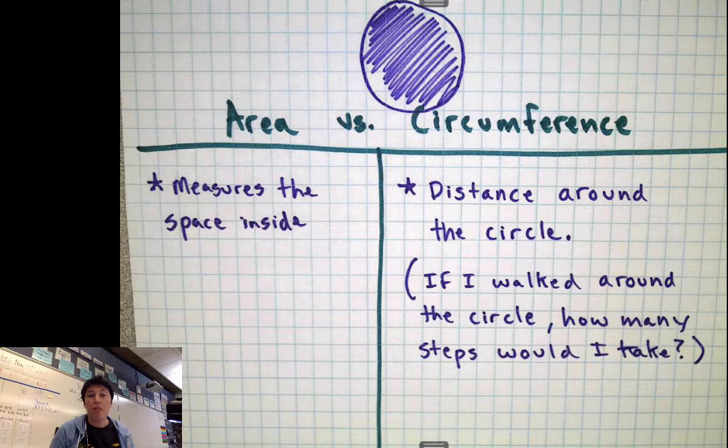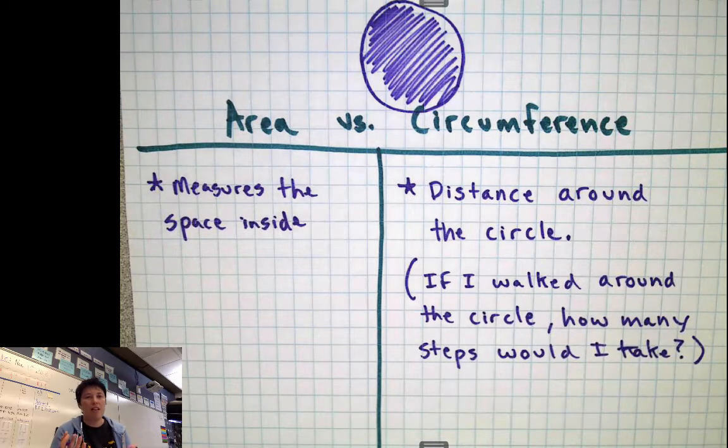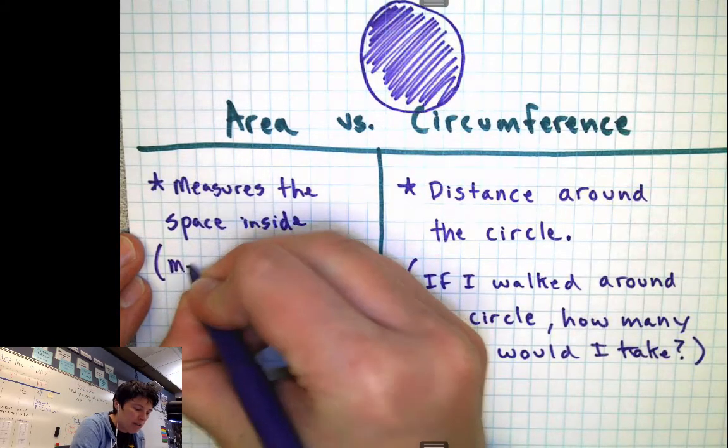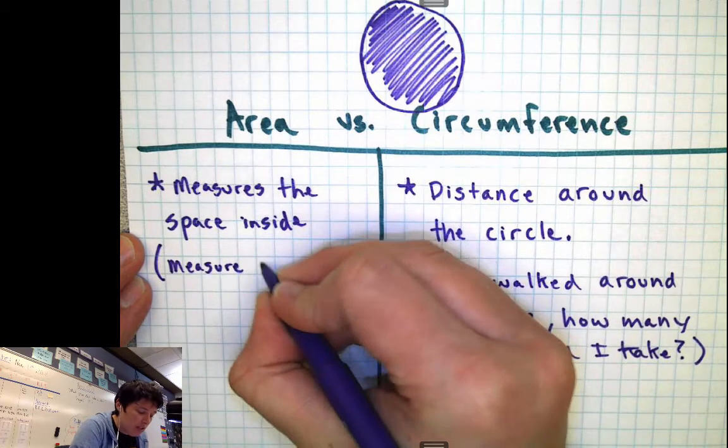And the space inside, we measure it in square feet or square inches or square miles, whatever the units are, but we measure it in little tiny squares. And that's where circles kind of get weird, because how can we measure a circle using squares? It's very complicated. So it measures the space inside, and I'm going to put a little parenthesis: measures how many square units fit inside. Measures in square units.